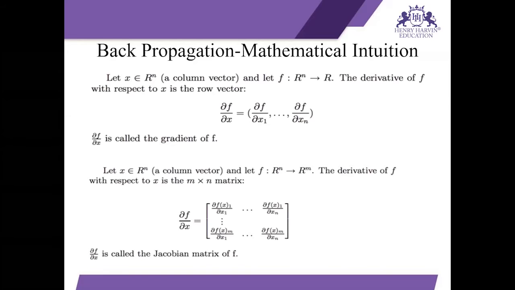So the input is an n-dimensional vector. And now the derivative of this function with respect to the input x is an m cross n matrix. And this m cross n matrix is called the Jacobian matrix of f. Before we look into the arrangement of the partial derivatives in the matrix, what does this matrix look like? Well, the first row of your matrix always has the first component of your output vector. You know how we have an input vector of dimension n and an output vector of dimension m. Let me write this.